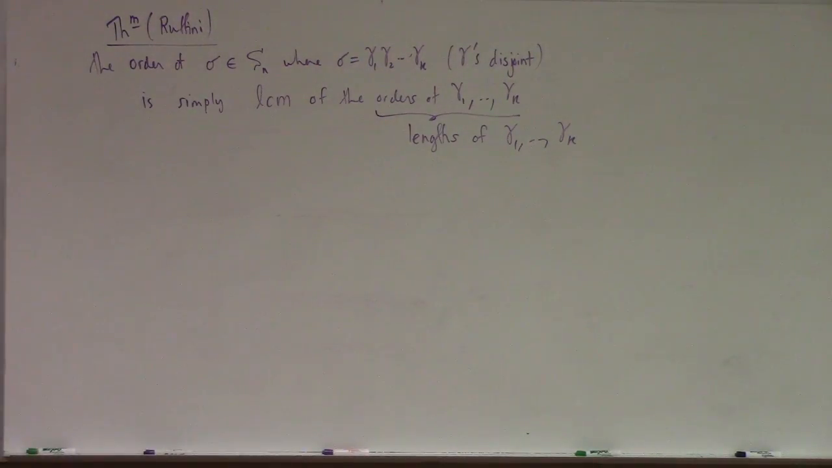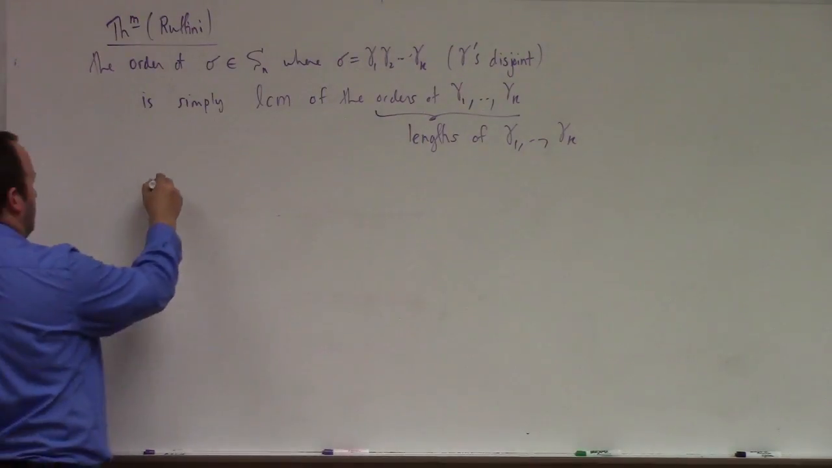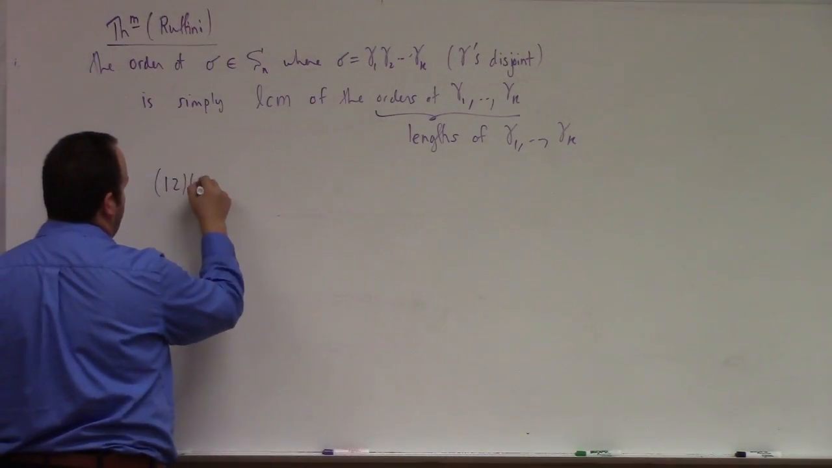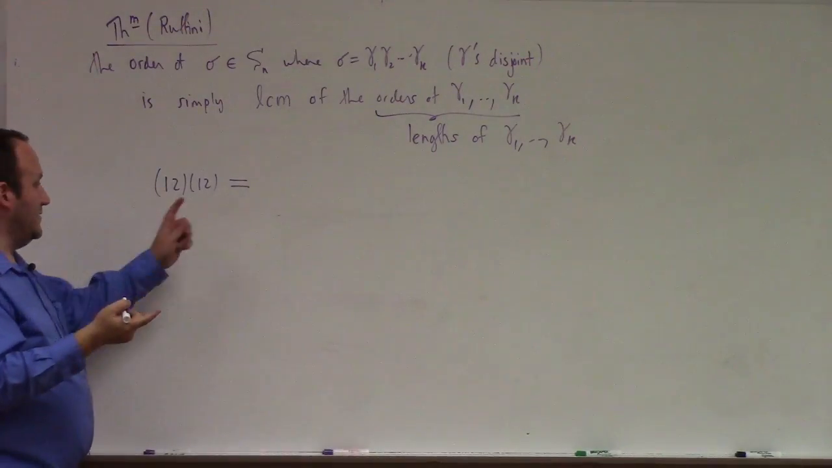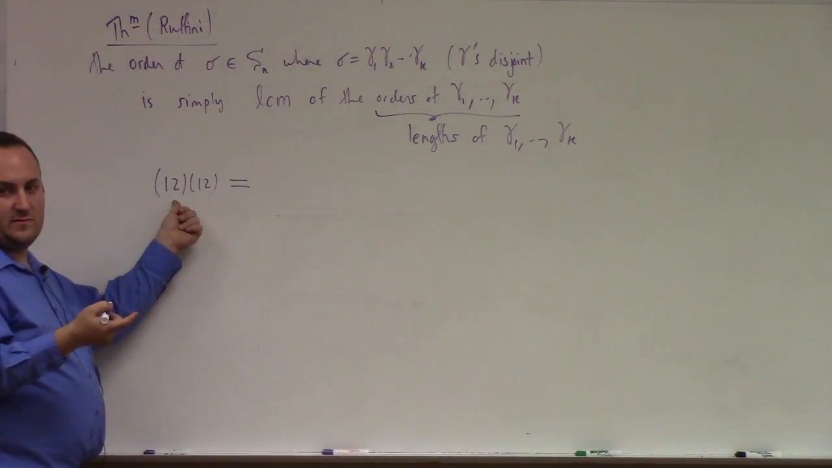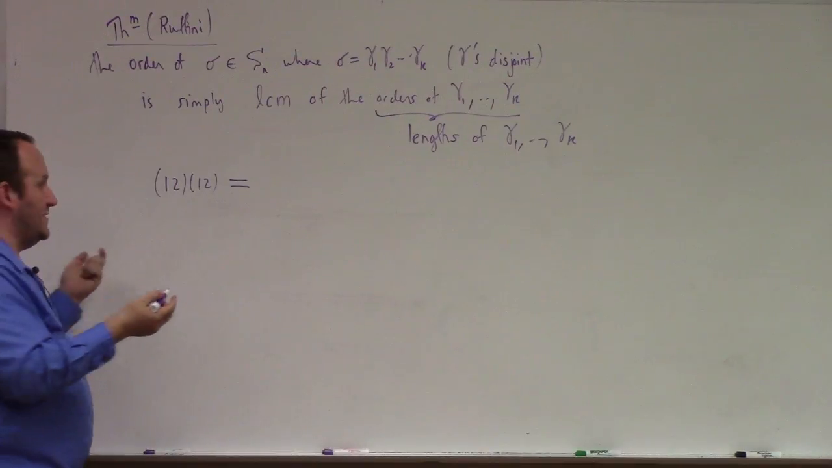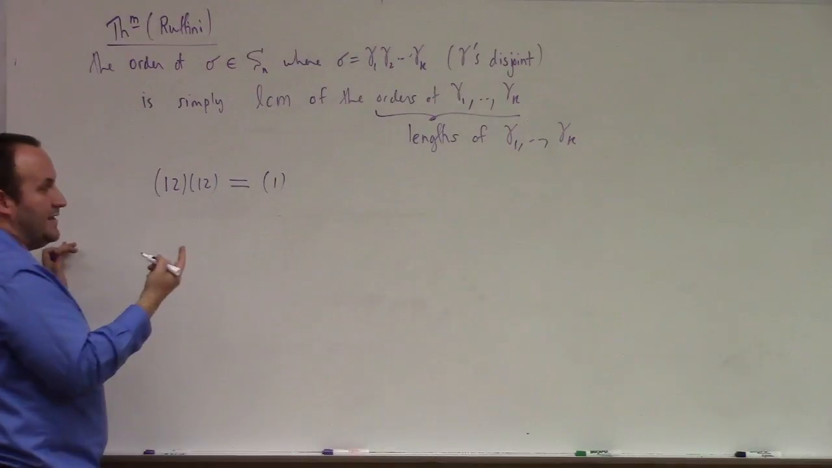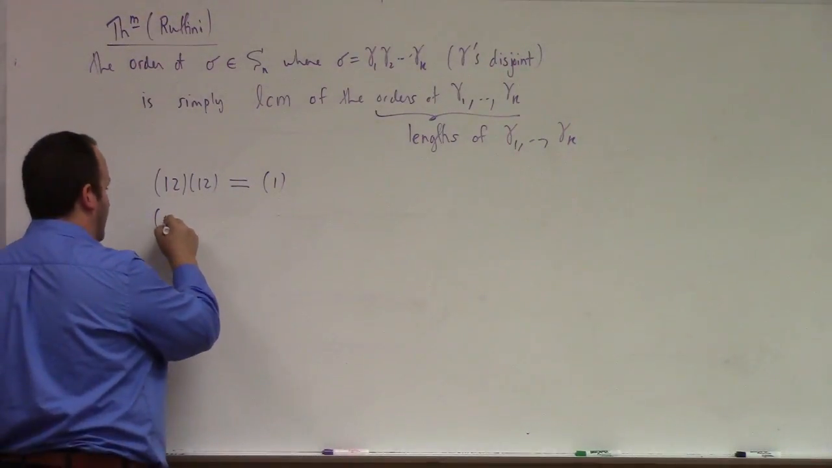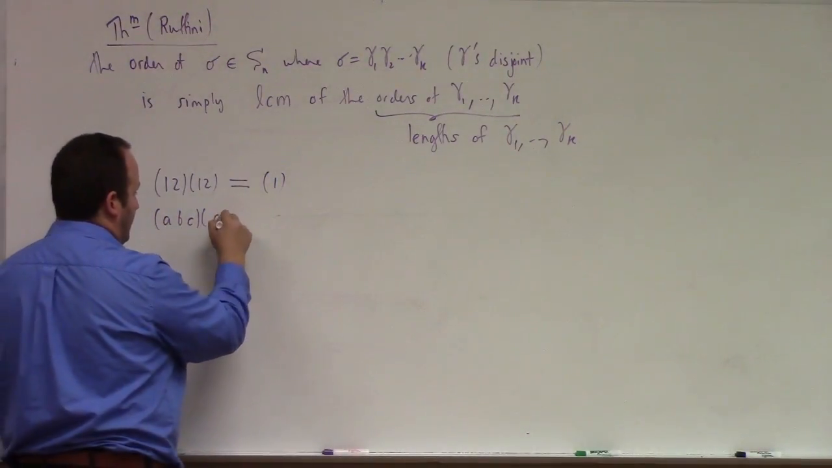I mentioned this last class. If we take, for example, (1 2)(1 2), think about it: 2 goes to 1, then 1 goes back to 2, and so forth. So this is the identity. So the 2-cycle has order 2. But if you look at (A B C), let's just generalize it a little bit: (A B C)(A B C).